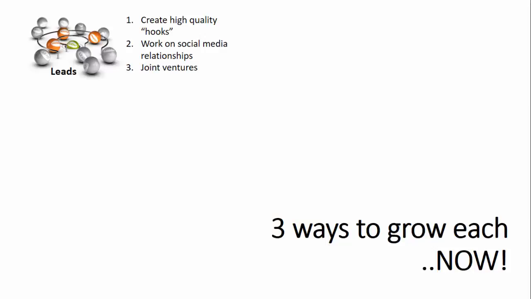Let's look at the 5 areas again and suggest 3 ways which you can grow each now. First of all, with the leads, we can look to create high quality hooks, and you're going to hear more about that as we move through the other videos. Beyond the ebook is what we're aiming for. You want something that's going to compel someone to come back to your site and give you the information so that you can then follow them up, nurturing those leads and potentially resulting in a sale.